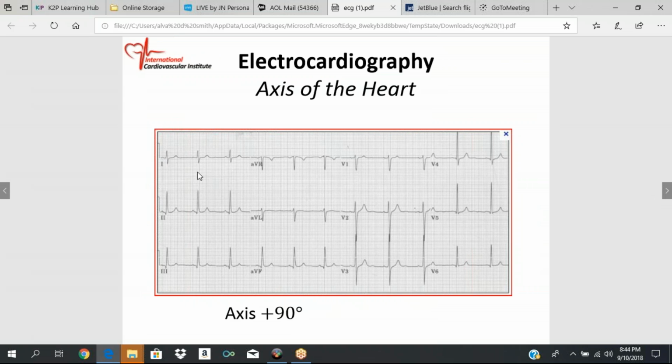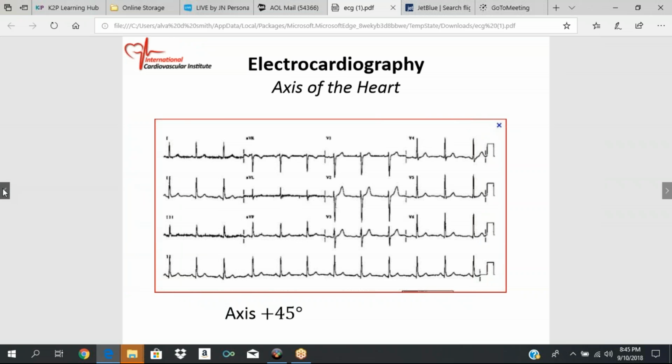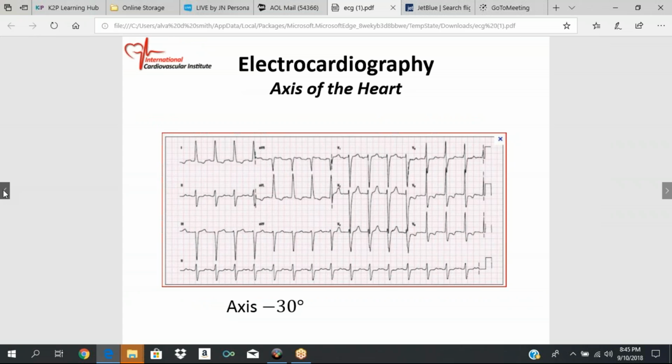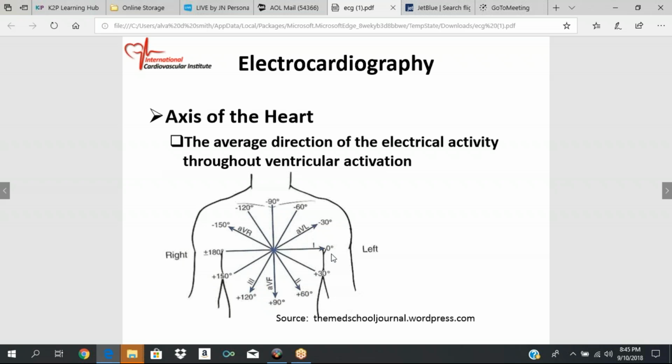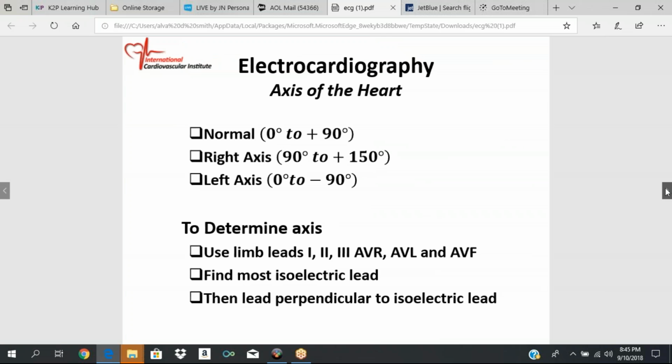So our most isoelectric is lead 1. Perpendicular to lead 1 is AVF. AVF subtends an angle of plus 90. All right. So you have to have your cheat sheet. So AVF is plus 90. So the axis is plus 90 degrees.